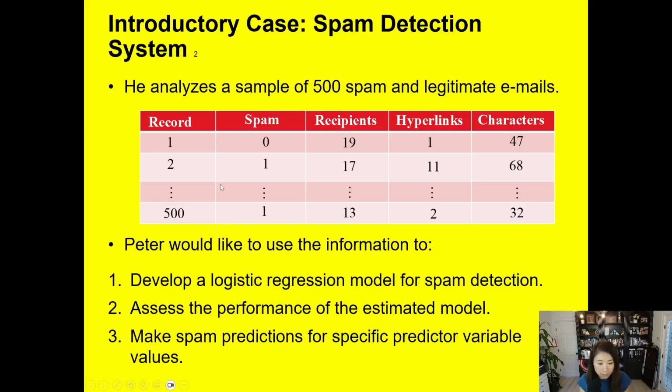Okay, so now here's the question: develop a logistic regression model for spam detection. You can imagine if we have some kind of model based on these 3 columns of information to know whether an email is going to be spam or not, that becomes a magical model, right? Instead of going through each email, we can flag an email based on the number of recipients, the number of hyperlinks, and how many characters it has, giving the likelihood that the email is spam. The second goal is to assess the performance of the estimated model, and the last one is to make a spam prediction for specific predictor variable values. So we try to achieve all 3 goals.